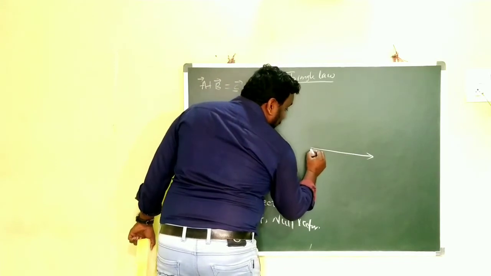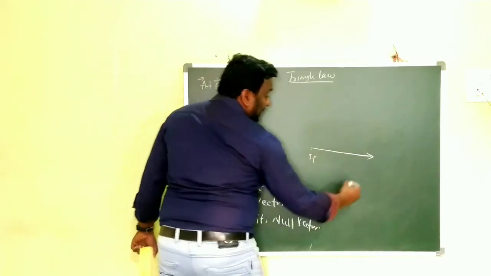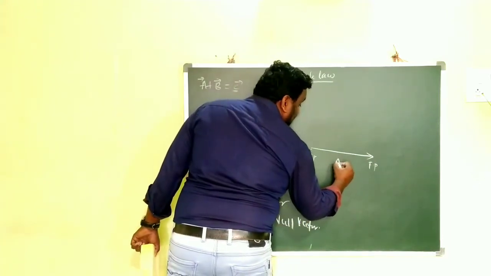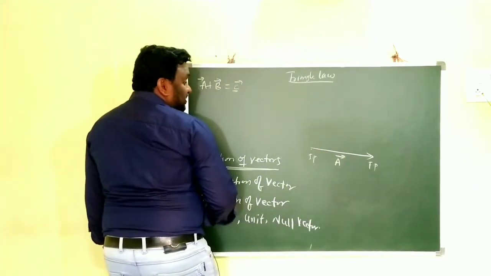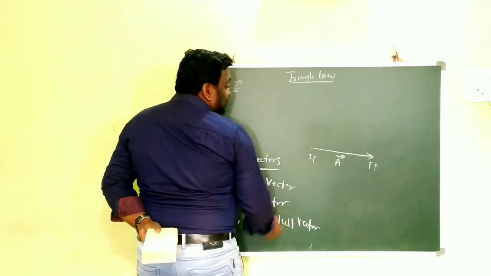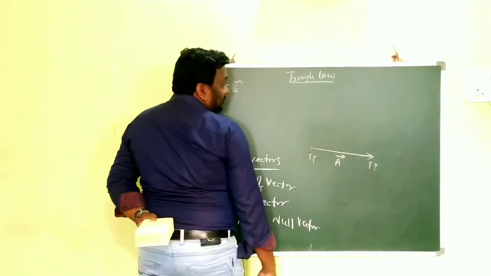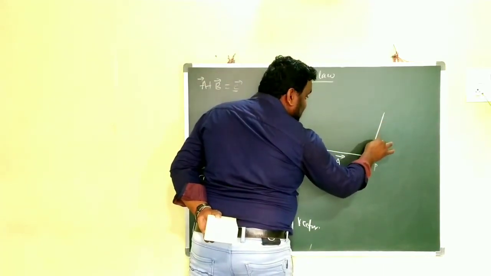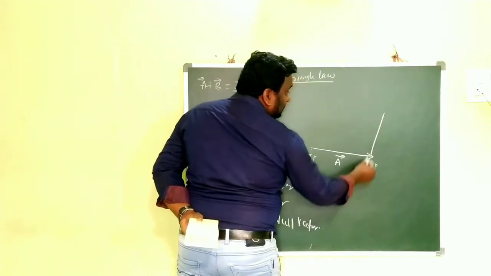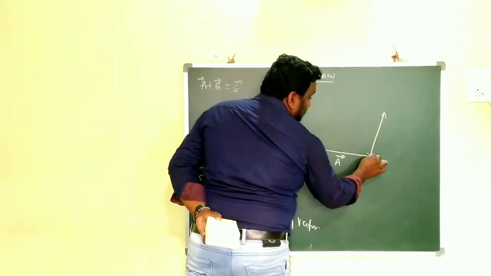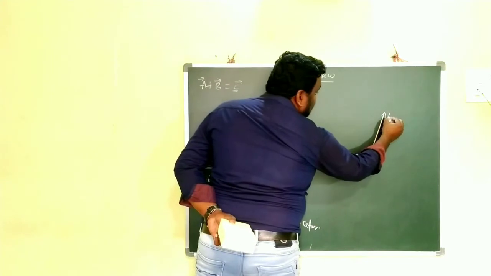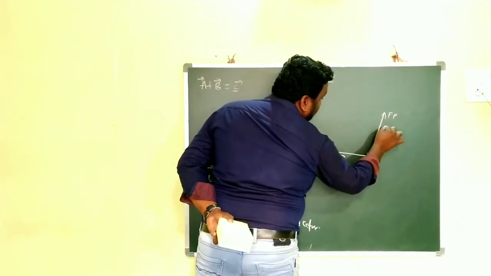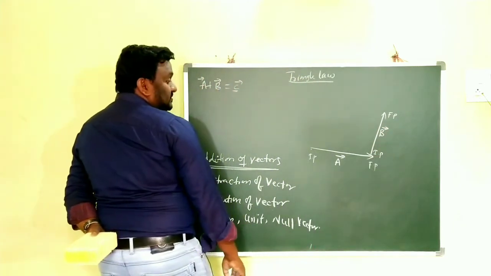So children, what I told you: this is the initial point and this is the final point. Clear? Now this is vector A. Watch carefully, children. This is the initial point of the first vector A and this is the final point. After that we have to add it like this. So how can we join it? Clear? Again, this is the final point, and this is the initial point of the second vector B.